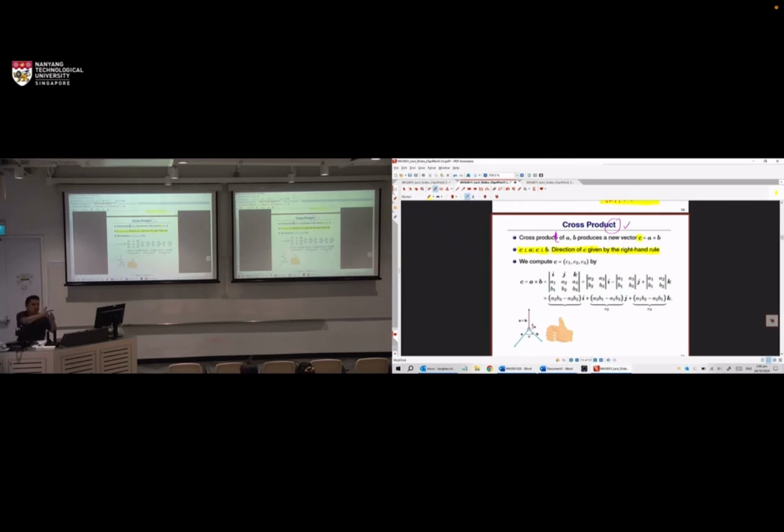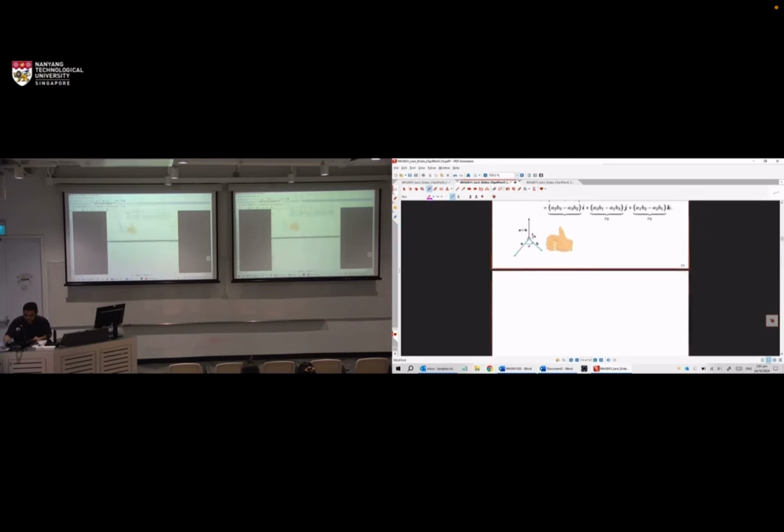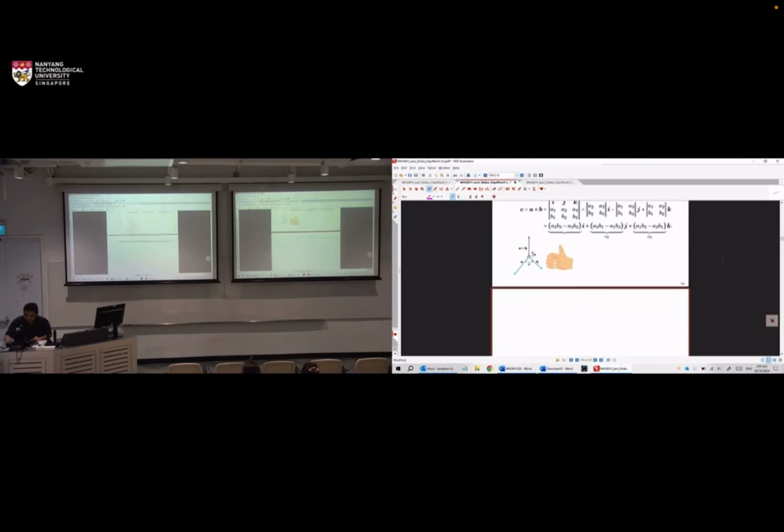Right hand rule. You cross two vectors, and there will be a third one pointing up. It's like this. You have this vector A, this vector B. After you cross, you will get a vector that is coming up. That's why it's 90 degrees to vector A and 90 degrees to vector B.